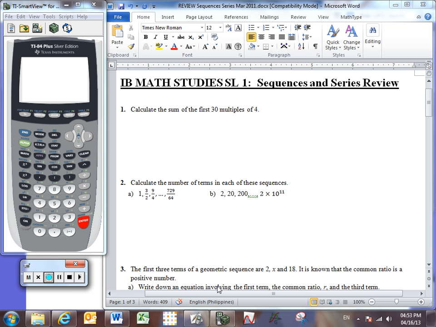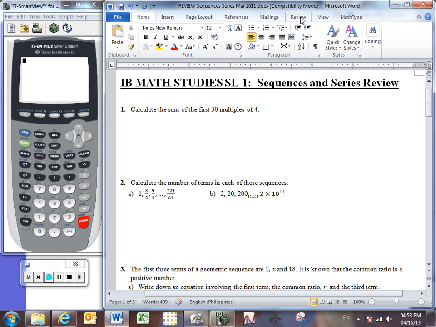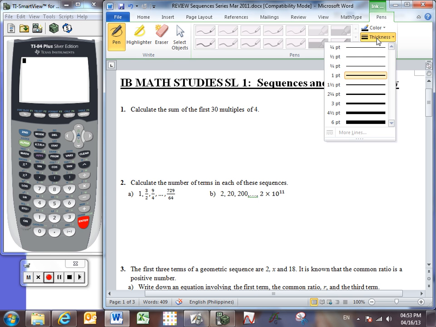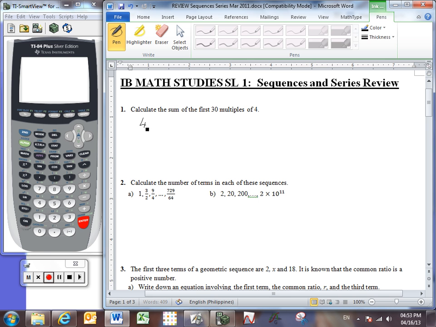We'll calculate the sum of the first 30 multiples of 4. Now we haven't been told yet whether this is an arithmetic or a geometric sequence, so why don't we write out the first few multiples of 4 to see what we observe. Okay, so the first few multiples of 4 are 4, 8, 12, 16, etc. Now, it's pretty clear that the differences between each pair of terms are equal to one another.